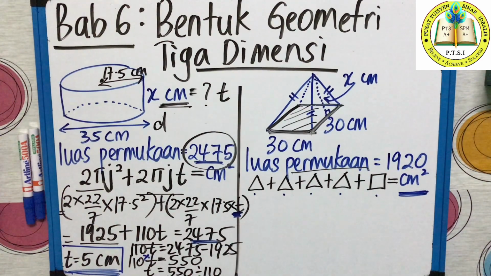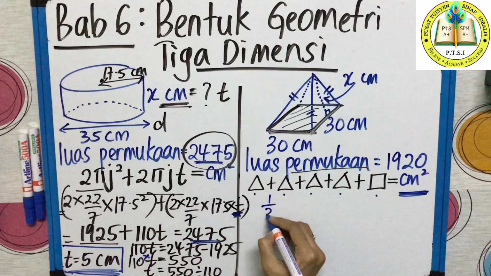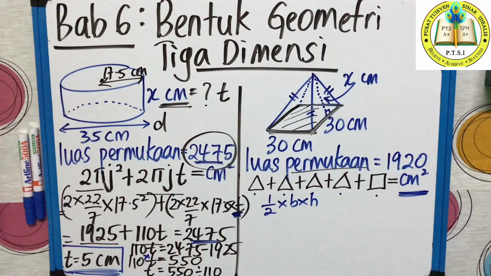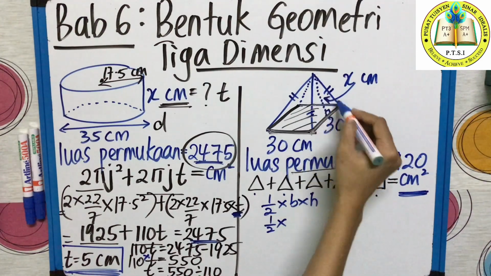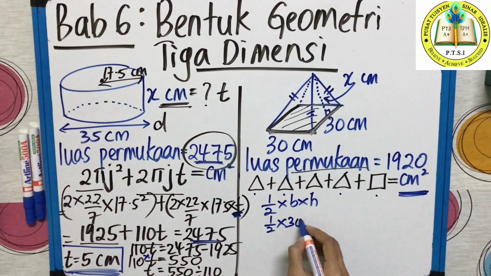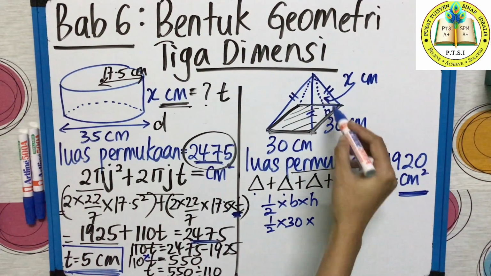Okay, apa formula untuk segitiga? What is the area formula for triangle? 1/2 times base times height. Or in Malay, 1/2 kali tapak kali tinggi. That is the area for triangle. So teacher do here 1/2 kali tapak. Tapak berapa? This is a triangle, right? So what is the tapak for the triangle? 30, the base. Times by height.